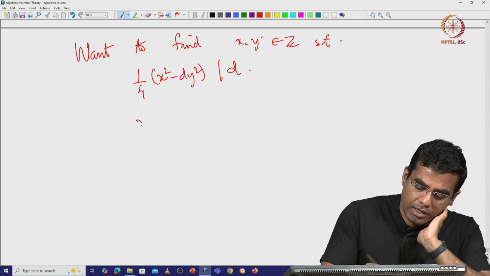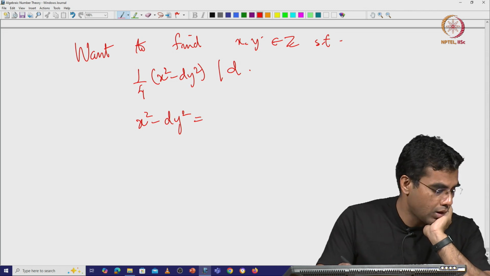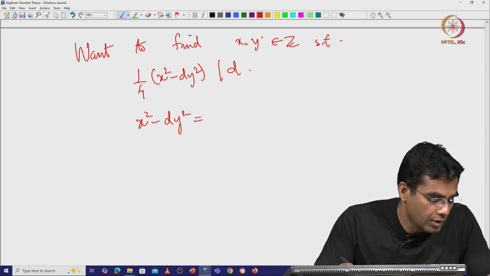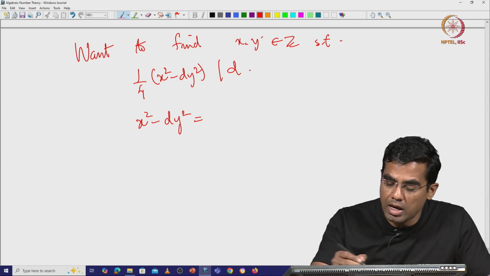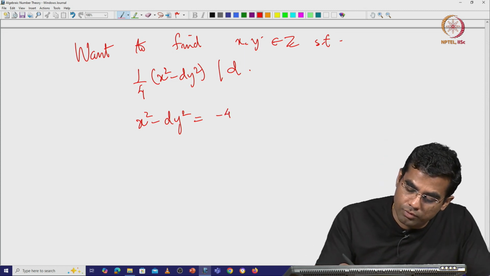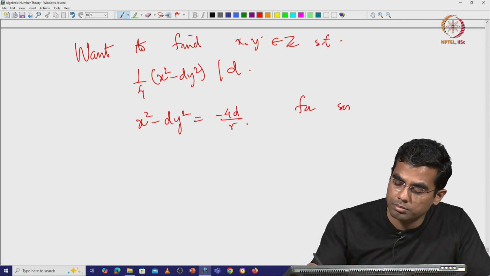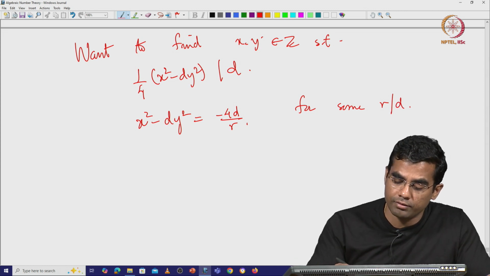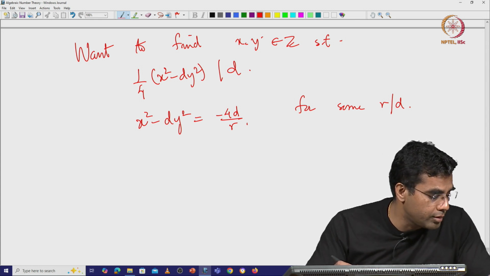Okay. So you write x squared minus d y squared is equal to, we can always change the sign and say that this is minus 4d/r, for some r dividing d, so that we have a positive number on the right hand side, right. d is negative, and so minus 4d will be positive, all right.